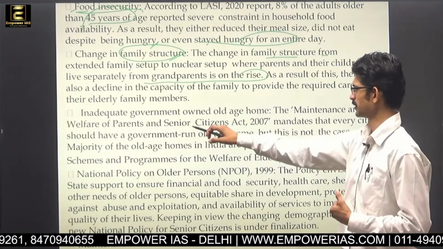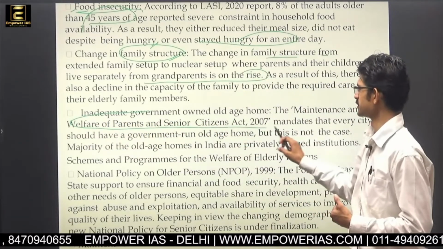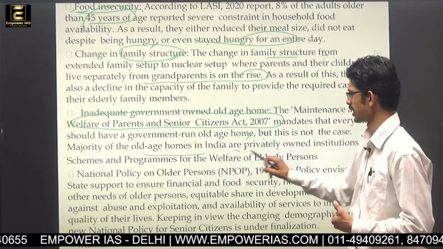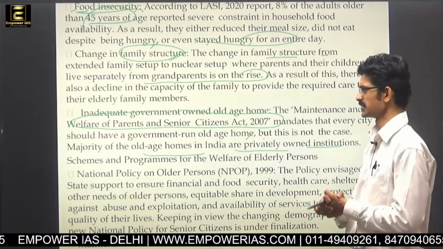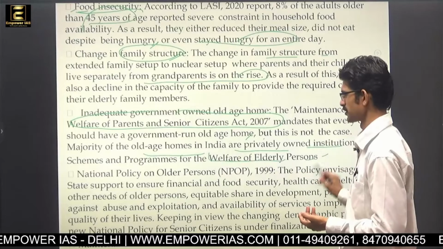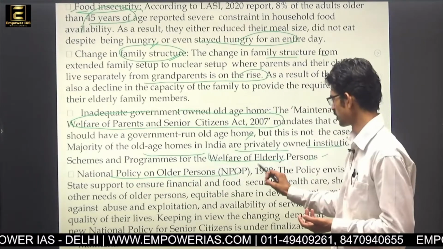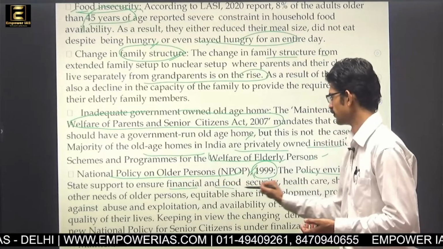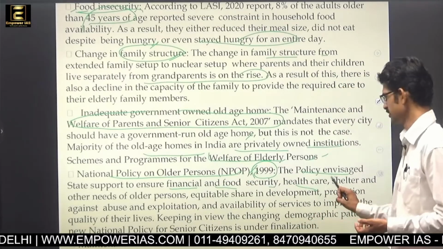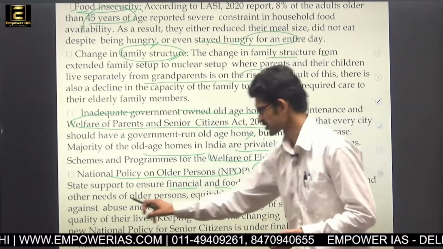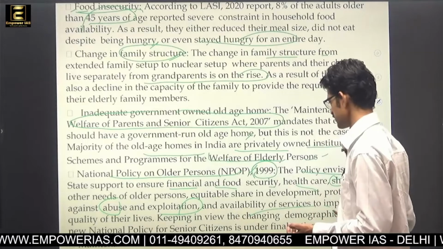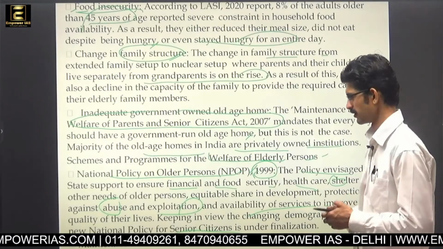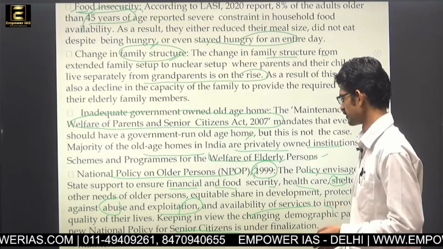Now, inadequate government measures such as the Welfare of Parents and Senior Citizen Act, which aims for the maintenance of old age people. Old age homes are there and privately owned institutions are there. Further, schemes and programs for the welfare of the elderly. The National Policy on Older Persons in 1999. The policy emphasizes state support to ensure financial and food security, health care protection, shelter, household care, and protection from abuse and exploitation, availability of service. And further, the senior citizen welfare of parents and old age people of the society.